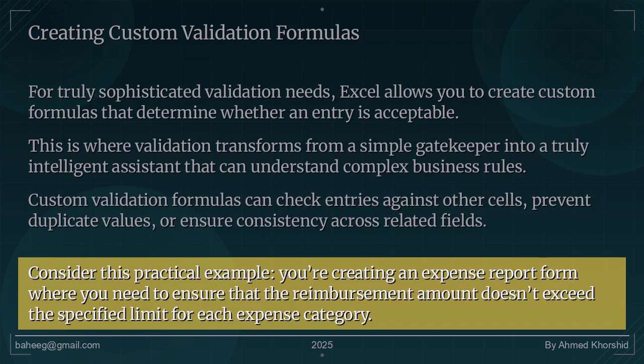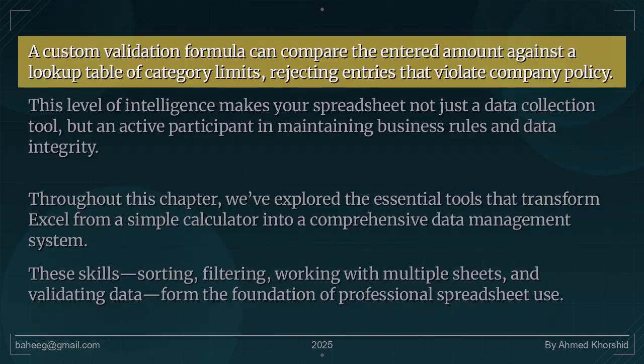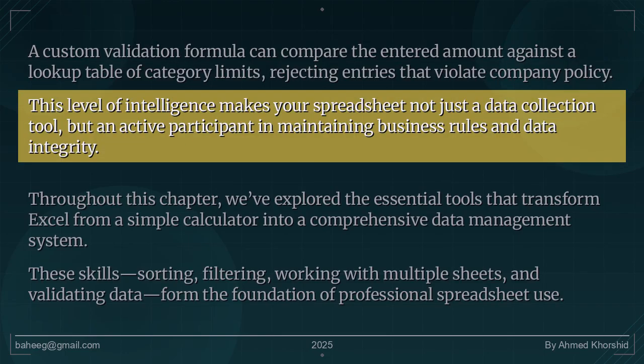Consider this practical example. You're creating an expense report form where you need to ensure that the reimbursement amount doesn't exceed the specified limit for each expense category. A custom validation formula can compare the entered amount against a lookup table of category limits, rejecting entries that violate company policy. This level of intelligence makes your spreadsheet not just a data collection tool, but an active participant in maintaining business rules and data integrity.